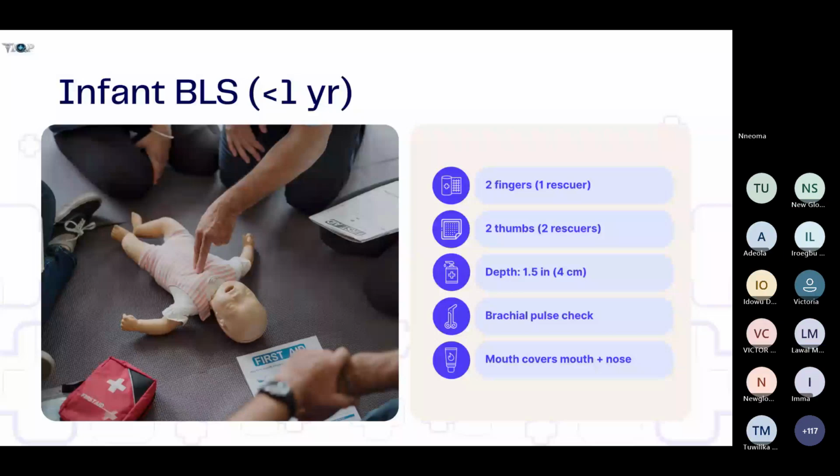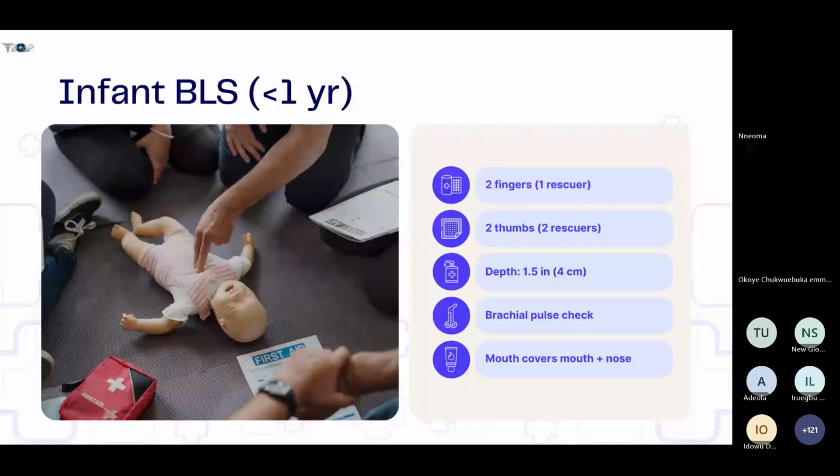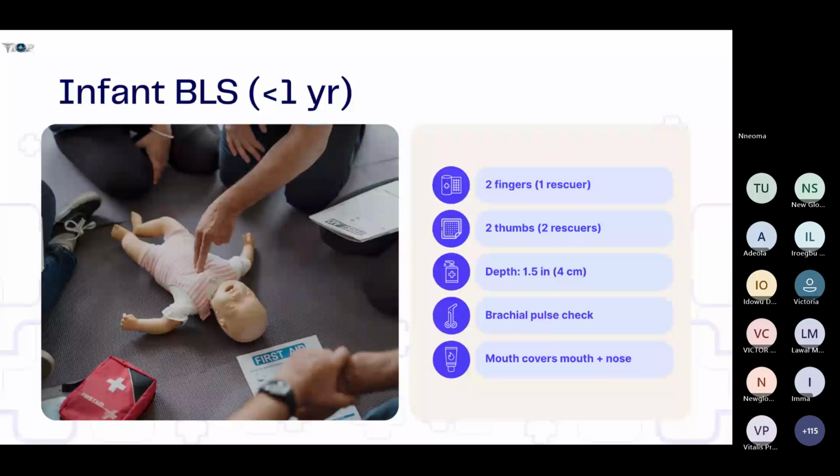Thank you very much. Right, so you make sure that your mouth is covering the mouth and the nose of the infant. And when I say infant BLS, it means a child that is less than 1 year old. Now you're giving gentle puffs, not full adult breaths. So make sure that for two rescuers, like I said, one rescuer versus two, the two-rescuer ratio is 15 to 2 for infants as well. So that is that on basic life saving skills.